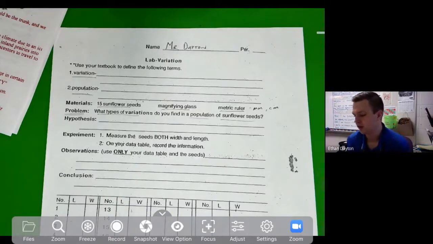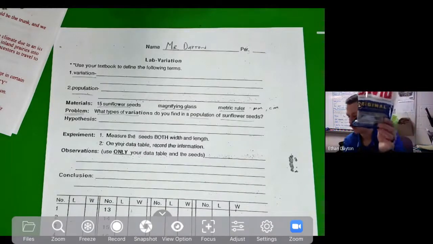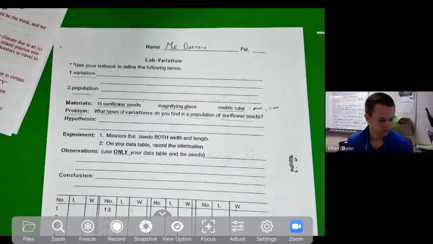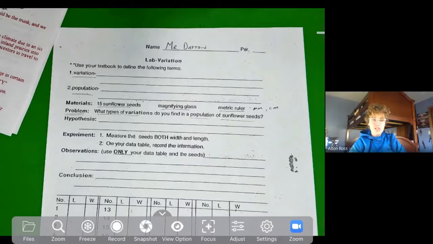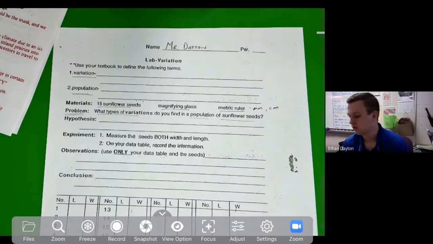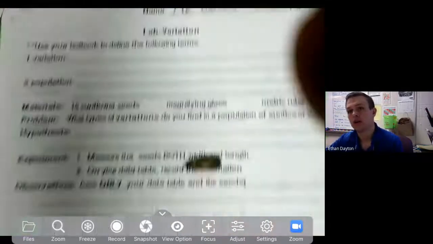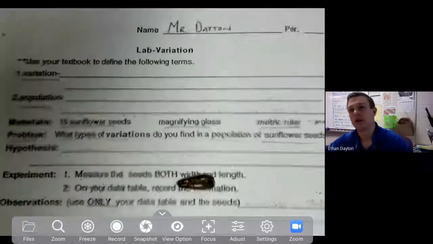So that actually gives you a definition of population. A population is a certain number of a certain thing. So of this population of sunflower seeds, what types of variations would you find? What does variations mean? So like the size of the sunflower seeds? Sure. Variations means differences, right? How are they different? They may be similar, but there could be variations in their sizes, their widths, maybe their patterns. Patterns on the seed. Okay.